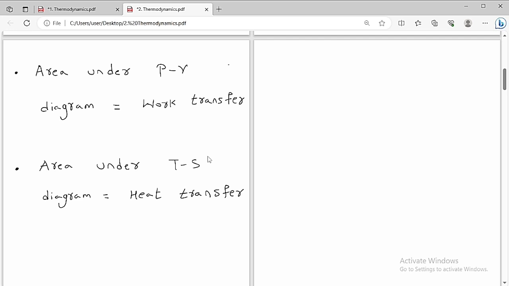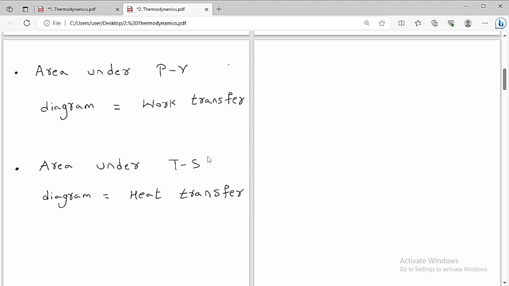Now finally, this is a very important statement. Always, the area under the PV diagram gives you the work transfer. The area under the PV diagram in the case of a thermodynamic process tells you about the work transfer or work done, where P is the pressure and V is the volume.